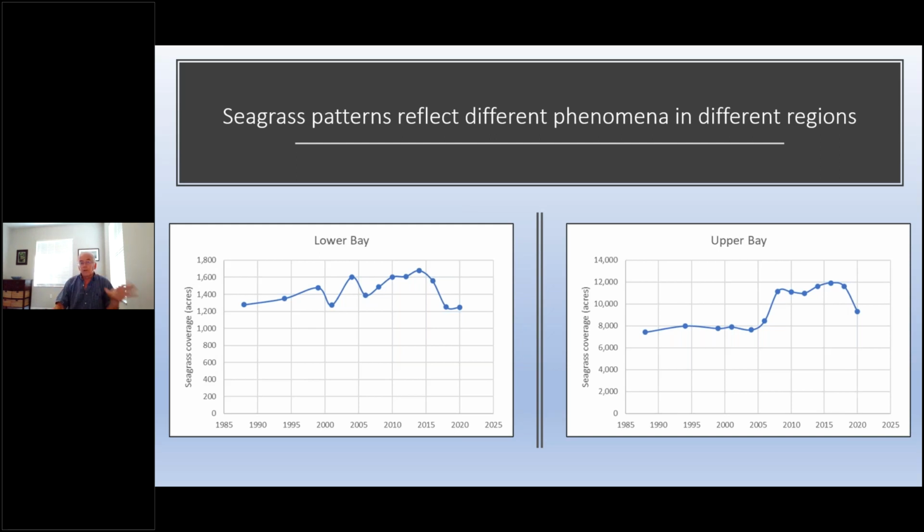So the lower part of the bay, we believe, is more of a typical cultural eutrophication phenomenon. And we're going to talk about that for about 3 slides. And then we're going to shift to the upper part of the bay where we think we have something very different going on that requires a different type of approach.